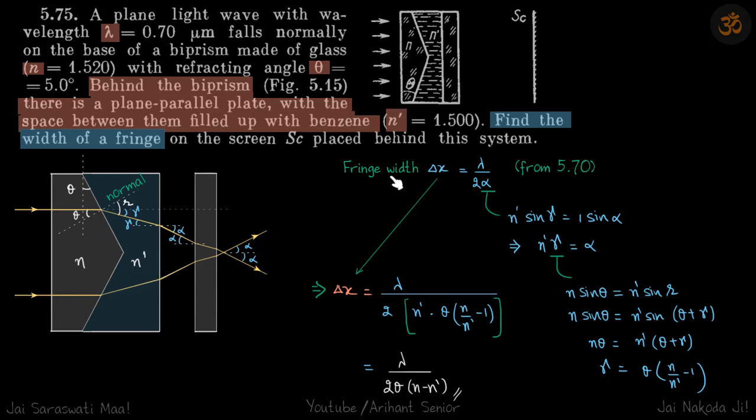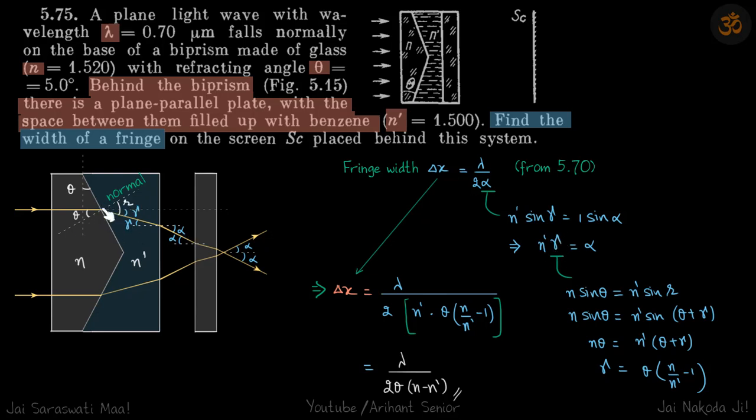So let's start with what we need to find. We need to find fringe width, that is lambda by 2 alpha. So how do we find 2 alpha? On this interface, we'll write Snell's law. So n dash sine gamma is equal to 1 sine alpha, because this is air. N dash sine gamma is equal to 1 sine alpha. So we got alpha in terms of gamma. Now we need to know gamma.